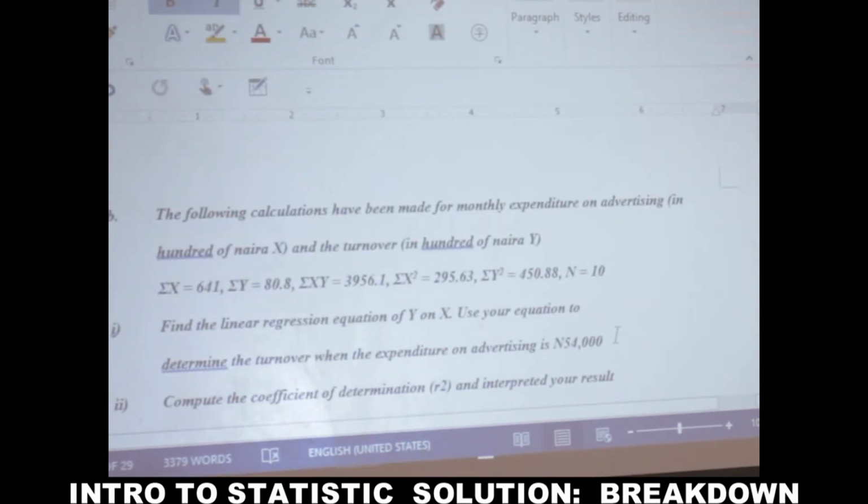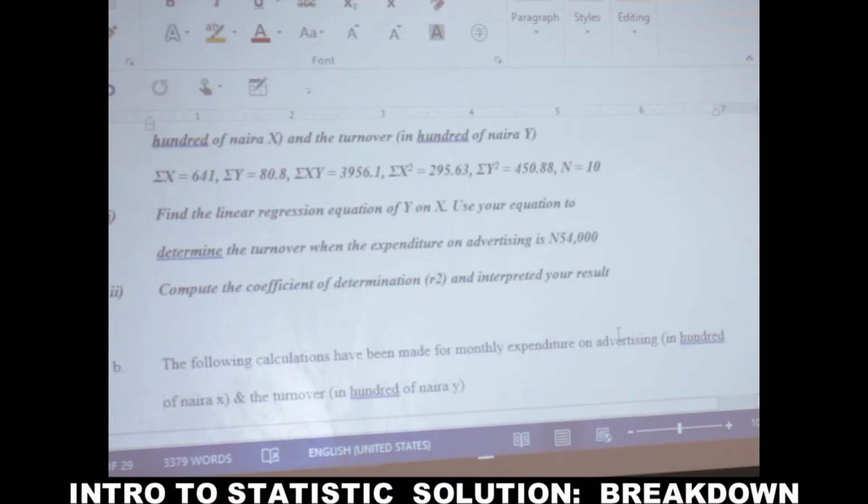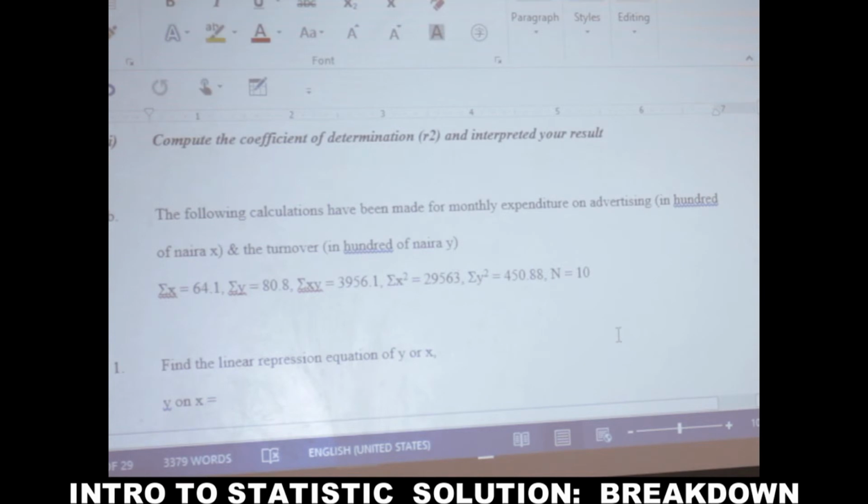Now, for us to solve this, find the linear regression equation of Y on X. Use your equation to determine the turnover of 54. Summation X is 64.1. Summation Y is 80.8. Summation XY is 3956.1. Summation X square is 29563. Summation Y square is 450.88. And my n is 10.